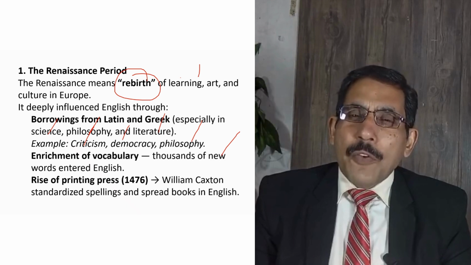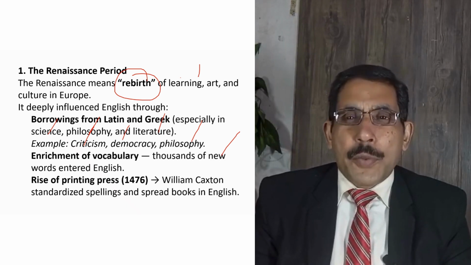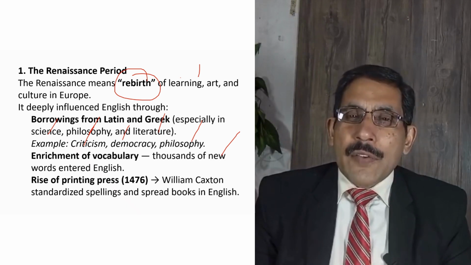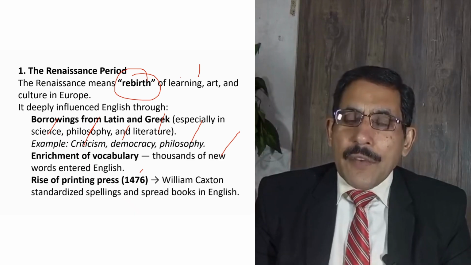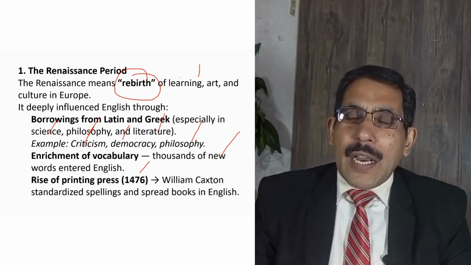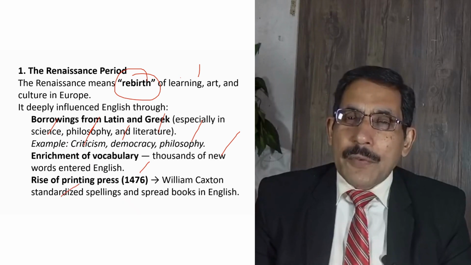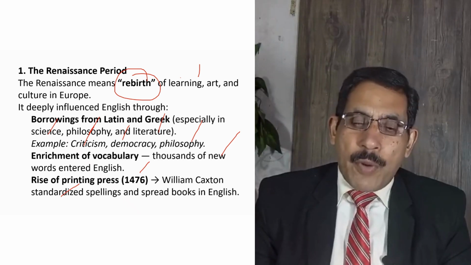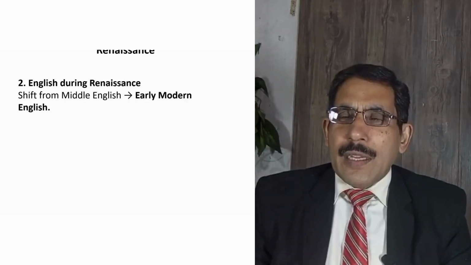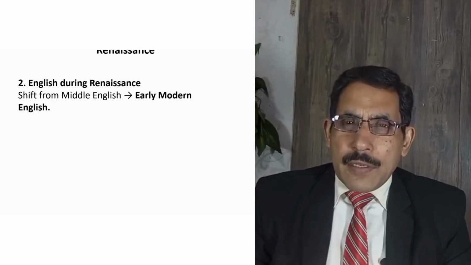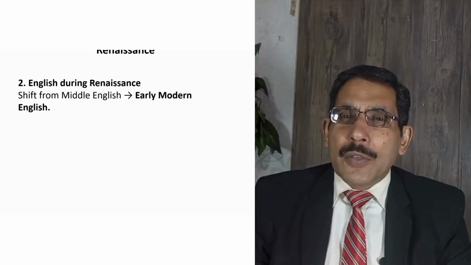It was a time when printing was first introduced, and in 1476 William Caxton printed a dictionary having standardized spellings and words with proper pronunciation. The Renaissance period was a time of transition. It was a time when the English language was going through a transition period, shifting from Middle English to modern English.